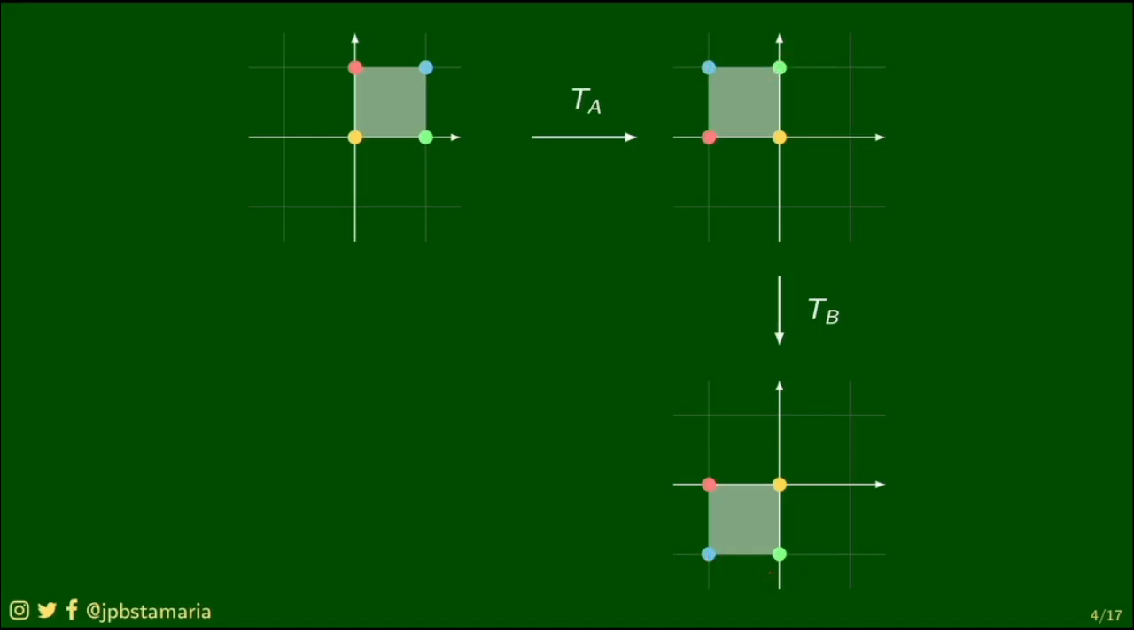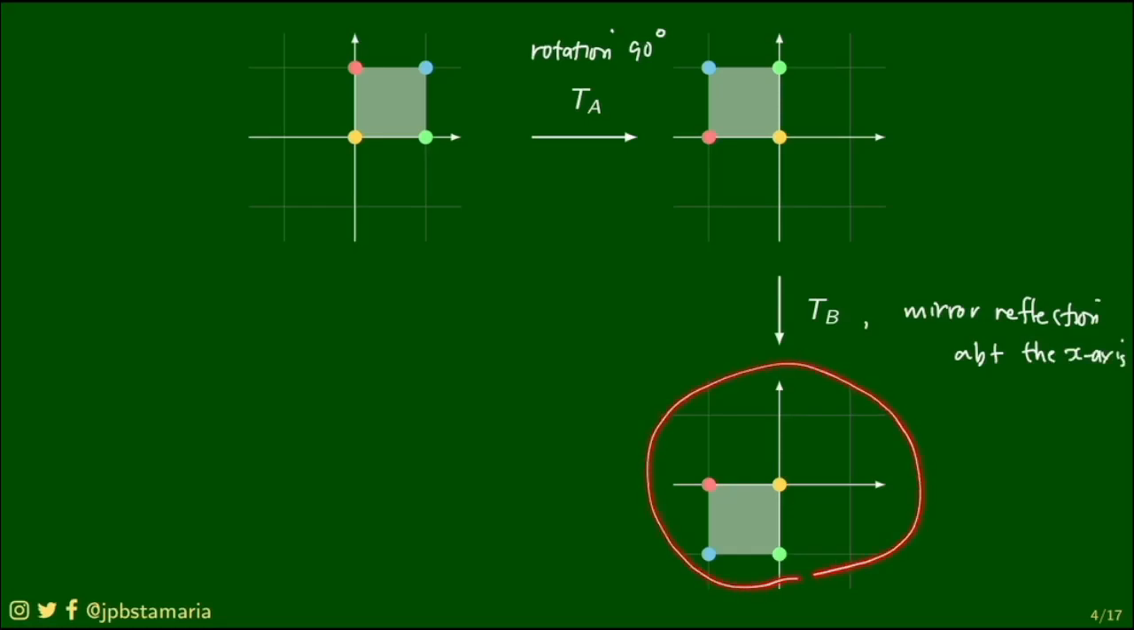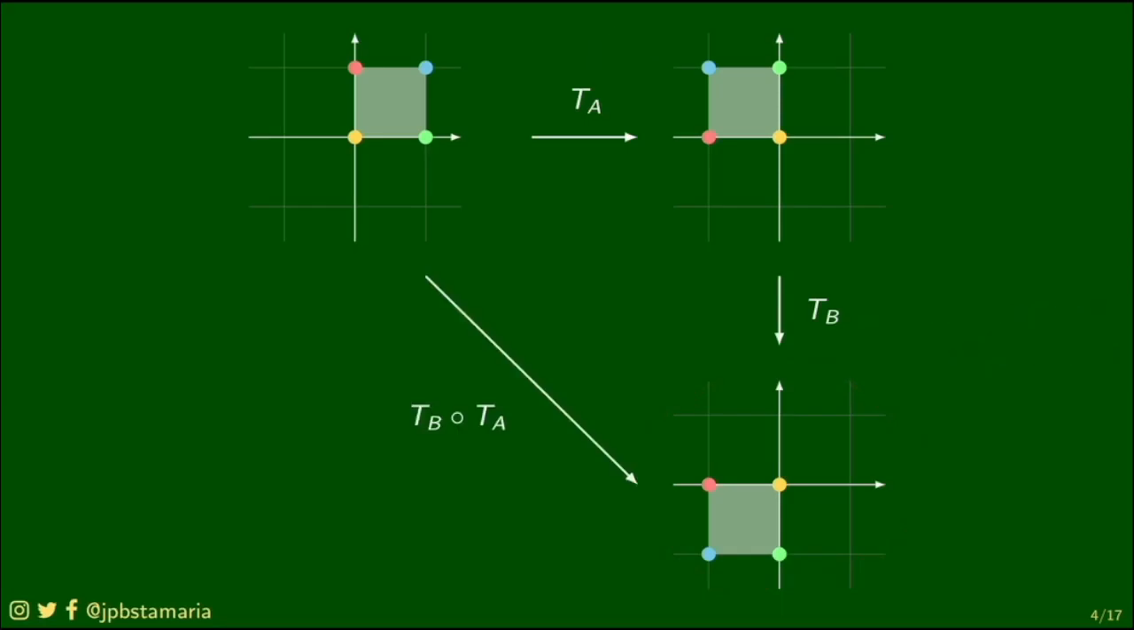So TB, now as you can see, this is a reflection. Well, this TB in geometry is what we call a mirror reflection about the x-axis. And therefore, this being the final image, this would be the image of the original unit square under the composition TB circle TA.